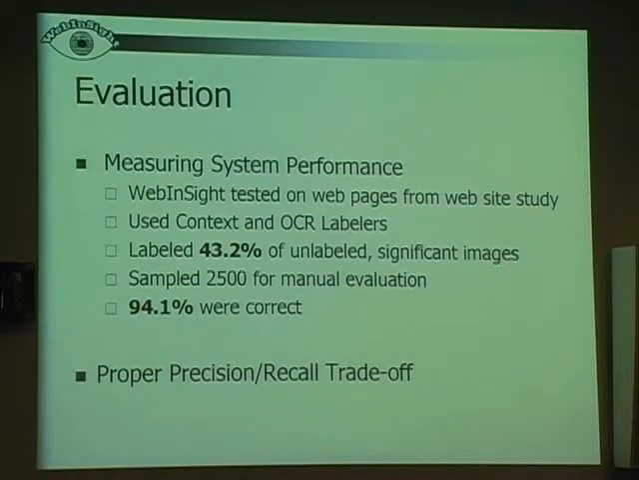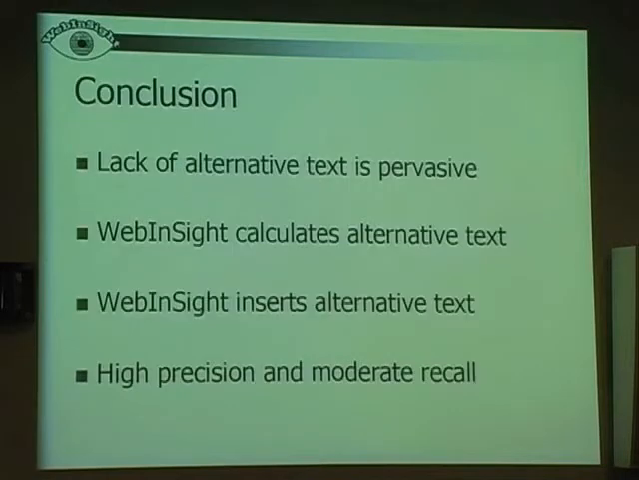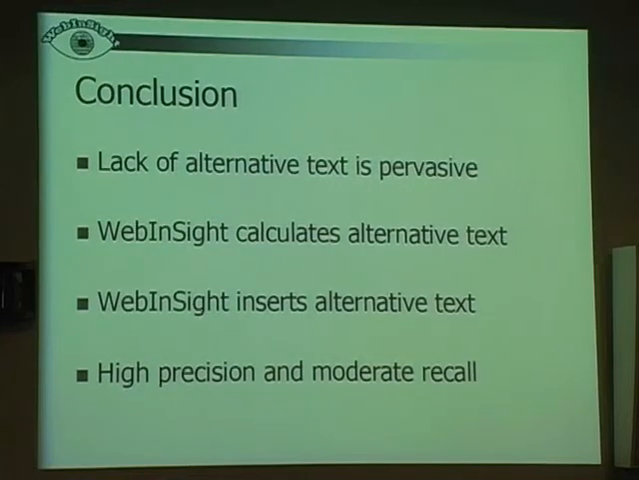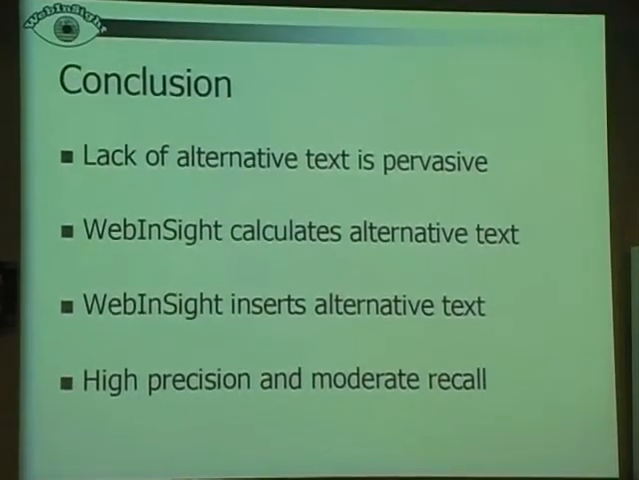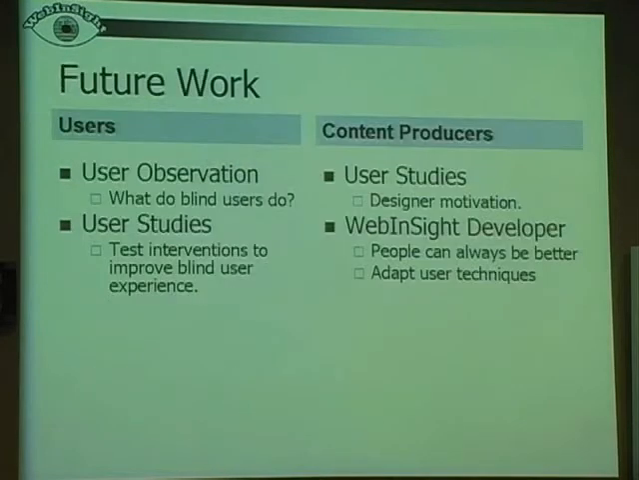But still about half of those significant images aren't labeled. So the conclusion is that lack of alternative text is pervasive. Maybe 40% of images that should have labels don't. WebInsight calculates alternative text. It inserts alternative text automatically, and it has pretty good accuracy. So here's some future work.